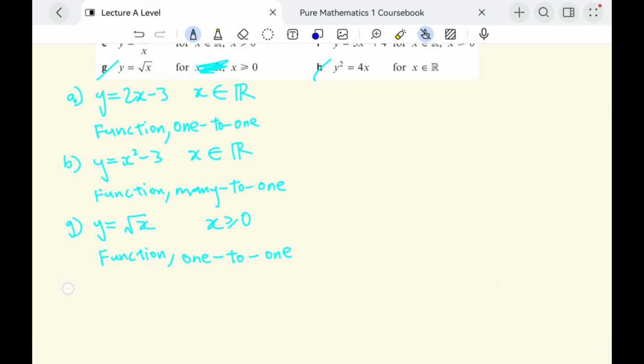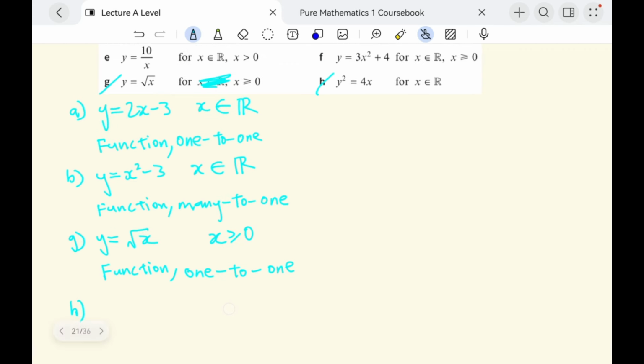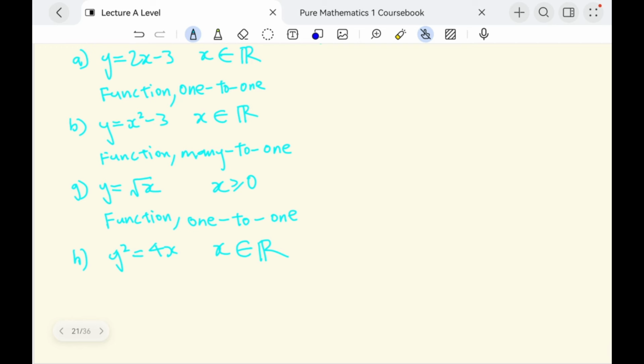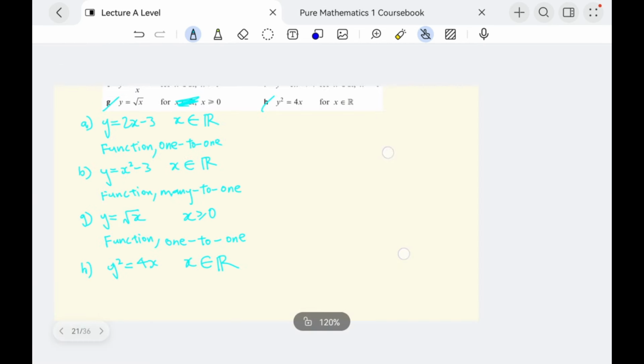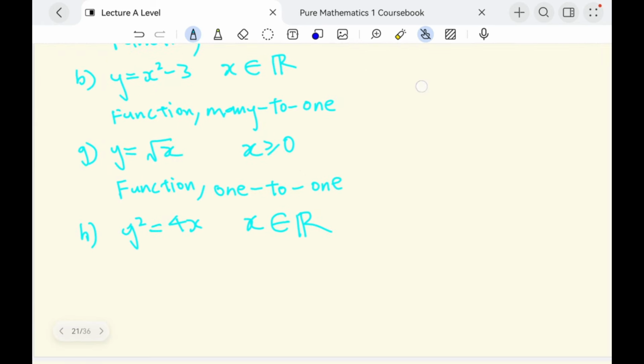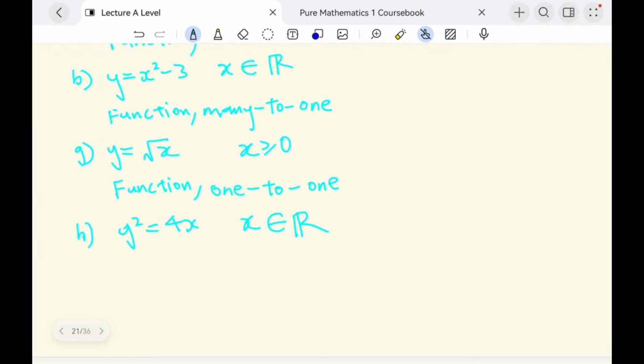Okay, let's take a look at the h. So h, you see h is y squared equals 4x, but for x are all real numbers, a subset of all real numbers. So is it a function this time? Many students thought that you only need to move the square to the other side, or take the square root at both sides, to become a function. Is it correct for this?